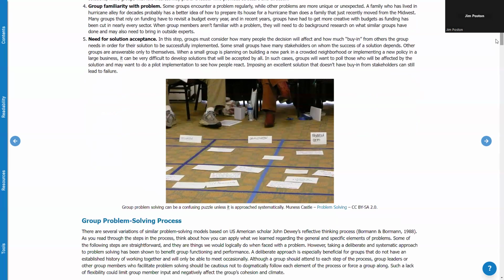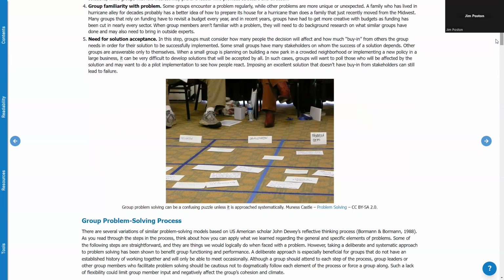Need for solution acceptance. In this step, groups must consider how many people the decision will affect and how much buy in from others the group needs in order for their solution to be successfully implemented. Some small groups may have stakeholders on whom the success of a solution depends. Other groups are answerable only to themselves.